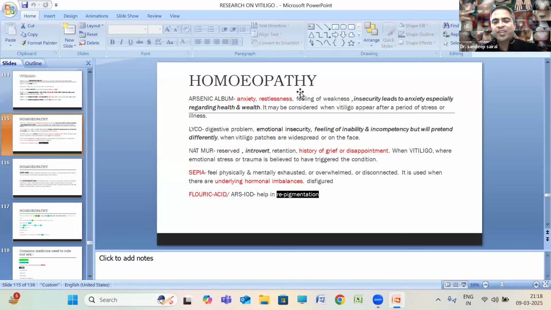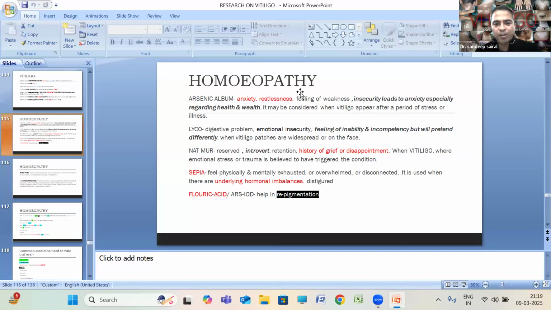Sepia is just an extension of Natrum muriaticum. She will be physically and mentally exhausted, with an underlying hormone imbalance. See, the hormone imbalance, I have told you, ACTH and so on, we mostly remember by melasma. Melasma mostly happens during the menopause phase or after childbirth, or with hormone imbalance.